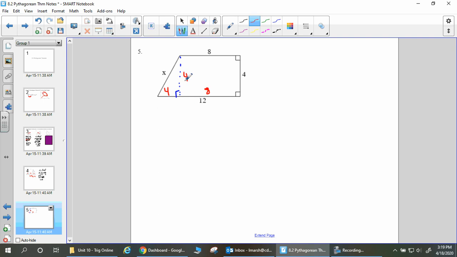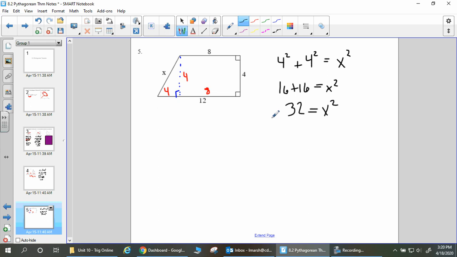It's okay that this 4 and this 4 don't look to be the same size. Remember, pictures are not always drawn to scale. What we do have here, though, is that 4 squared plus 4 squared now equals x squared, since x is on the hypotenuse of that triangle. 4 squared is 16. So I need both of those. 16 and 16 is 32.